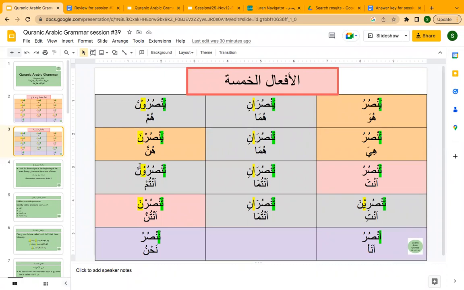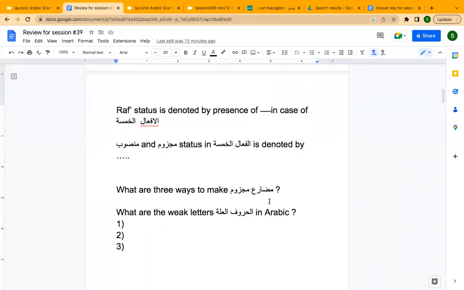So when they are made mansoob or majzoom, their noon gets dropped. They don't take fatha because they're all ending with noon. The mechanism of making them mansoob or majzoom was just to drop the noon. You just make them majzoom or mansoob by dropping noon. Is this clear? Type one if it is.